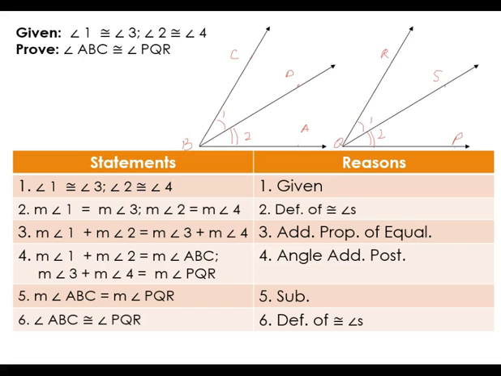In our last step, we now restate the equality as congruity. So angle ABC is congruent to angle PQR, and we can state that because of the definition of congruent angles. Let's go back to step 1. We stated congruent angles, and then we stated the measure of equal angles. In 5 and 6, we've reversed that order, and we have equal angles, and then we can state congruent angles.